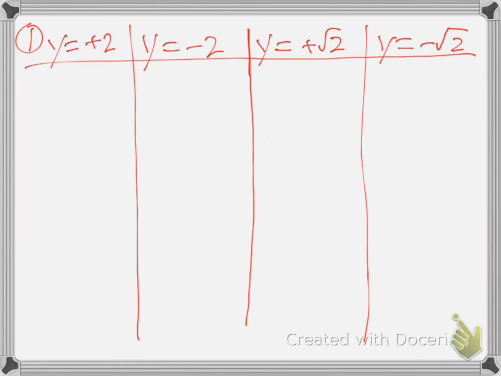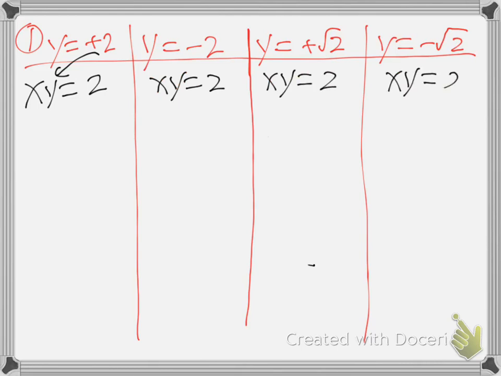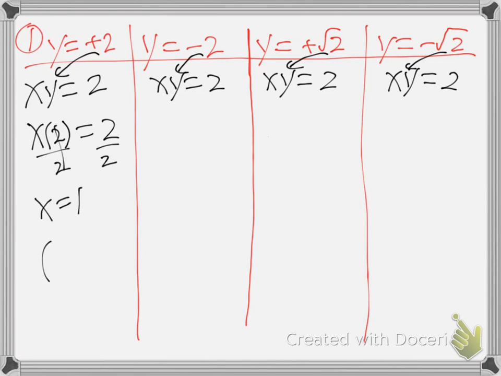So I'm going to plug into the x times y equals 2. So I'm going to plug in the 2 there. So in every case, I'm going to plug into x times y equals 2. And I'm going to plug in the y so I can find the x that goes with it every time. And then I'll get x times 2 equals 2. Divide by 2. X is 1. So that's the answer 1, 2. X and y that go together.